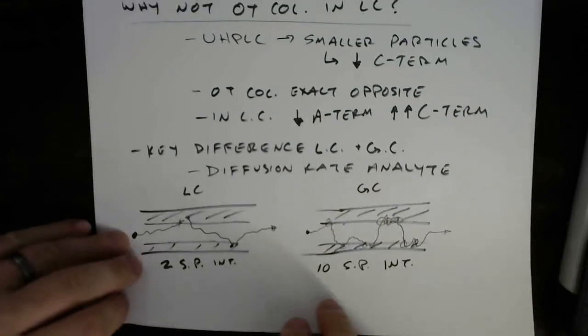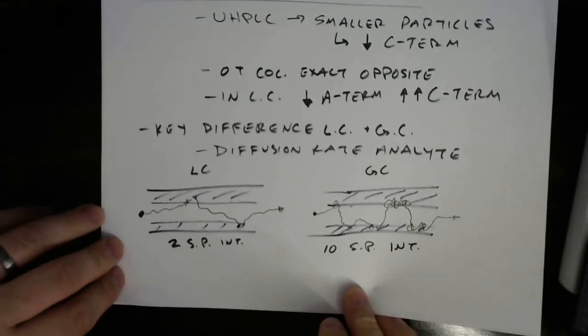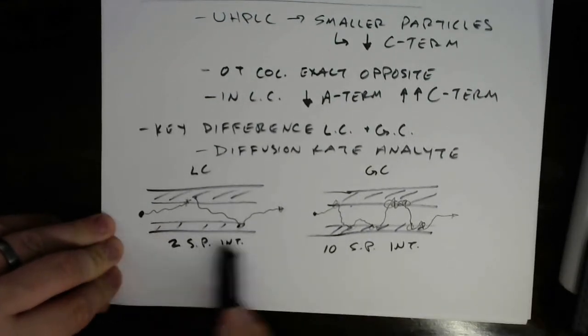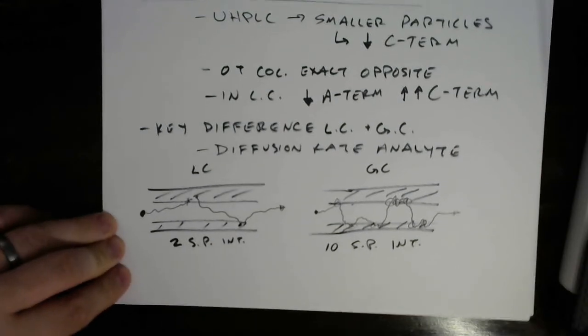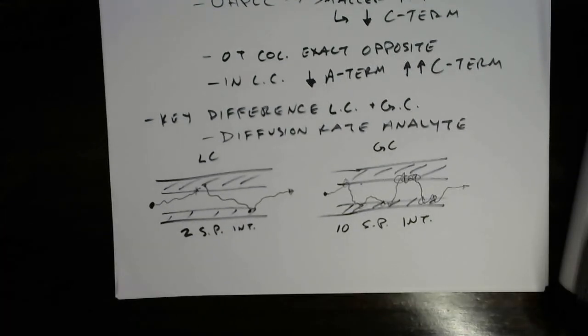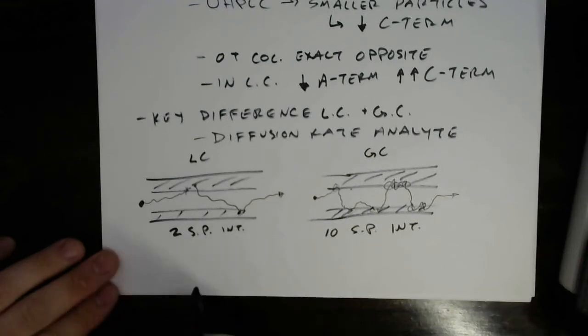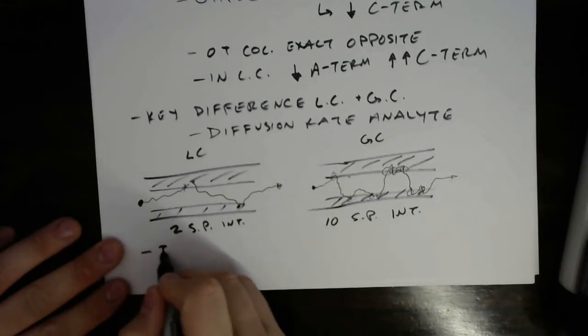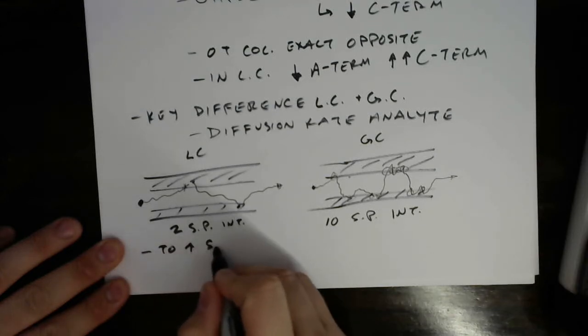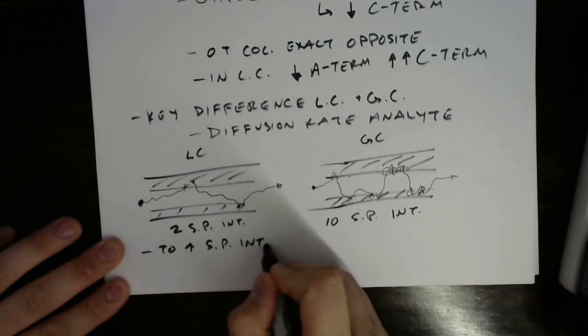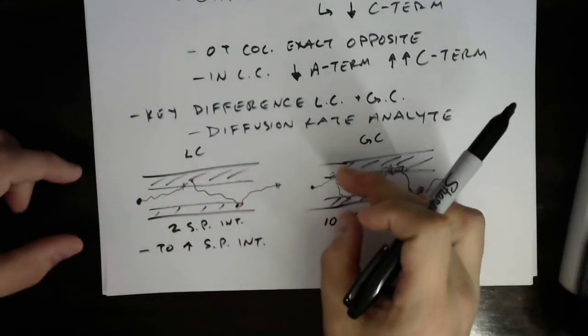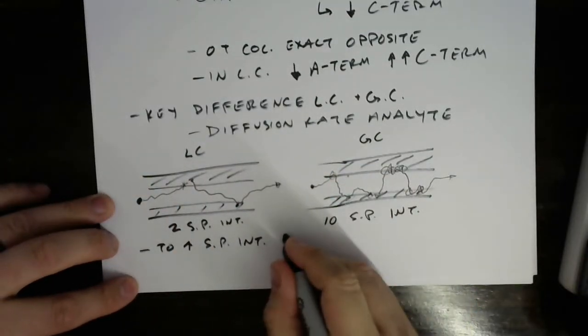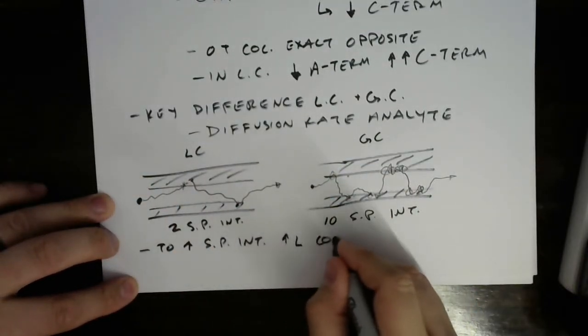Because believe me, people have tried to fix this for LC, and it turns out fixing this for LC is a core component of what makes GC better. So here's what it is, right? To increase stationary phase interactions, well, what would you do? You would just make this thing a lot longer, right? You just have to increase the length of the column.